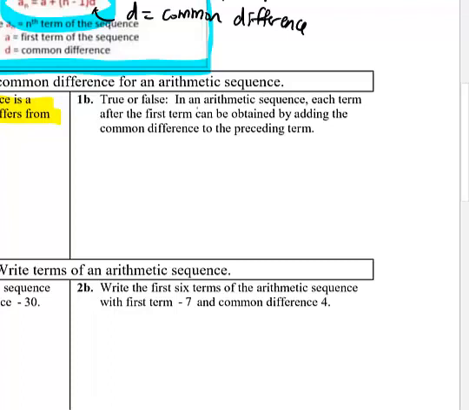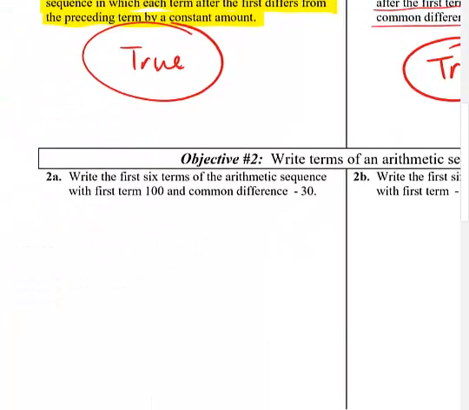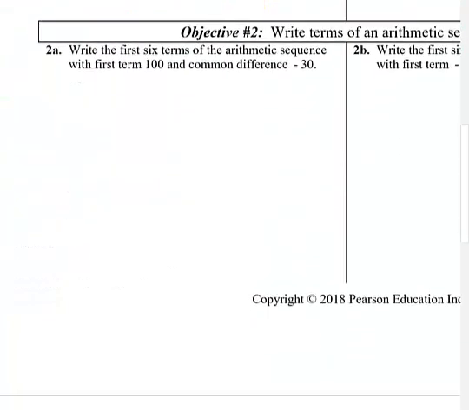How about this other true or false? They say, in an arithmetic sequence, each term after the first term can be obtained by adding the common difference to the preceding term. That's also true. I think that's a different way to say the same thing.